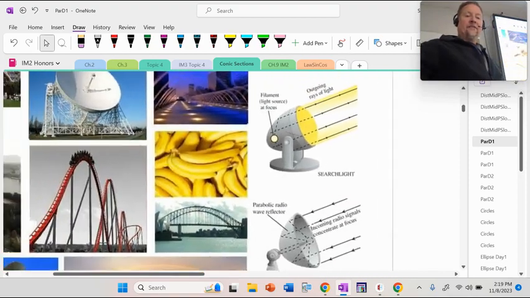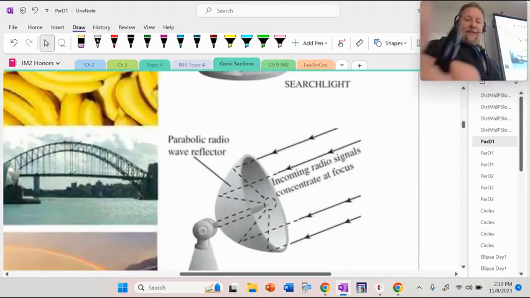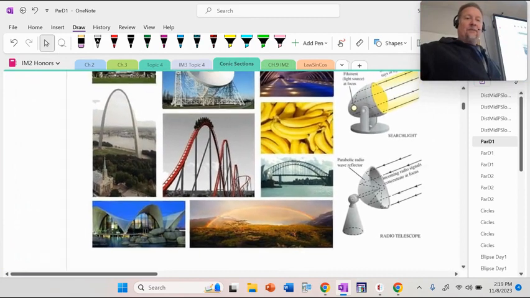Same thing with the dish. A better picture of that dish. I am so surprised I don't have the golden arches there.